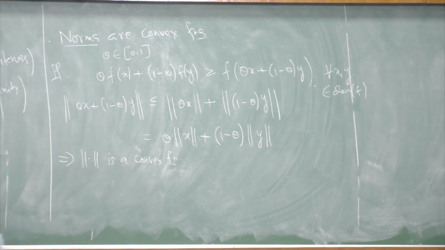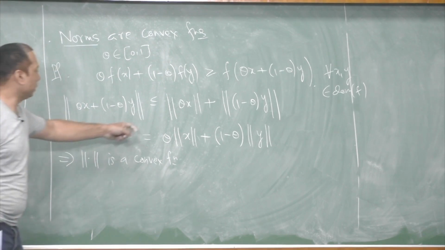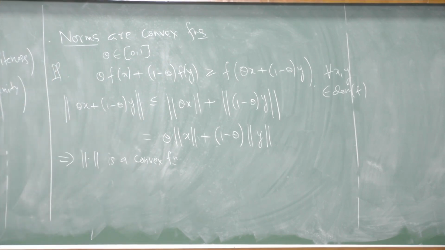We have not been very specific about which norm. It is any norm. You can put the 2 norm, p norm, or any norm. This is just a notation. So any norm must be a convex function.